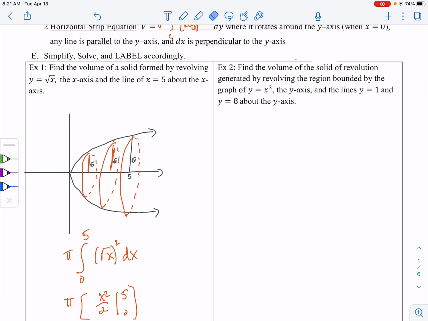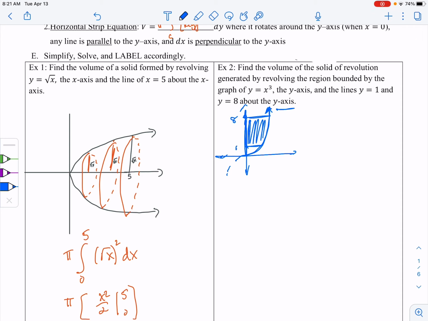All right, it says find the volume of the solid of revolution generated by revolving the region bounded by the graph of y equals x cubed, the x-axis, and the lines y equals 1 and y equals 8 around the y-axis. Okay, so that's important. So you got x cubed. We're talking about the first quadrant, so it's coming up, and it goes, okay, so we have the y-axis, we have this curve, we have y equals 1, and we have y equals 8. So we're talking about this. We're going to rotate it around. It's going to look kind of like a coffee cup. Okay, so this is 1 and 8.